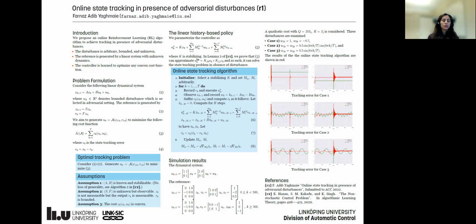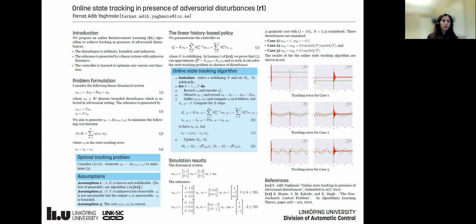And also, we consider a reference signal which is generated by a linear system. We assume that we don't know the dynamics of the reference signal. As a result, we can assume that the dynamics can change at some steps to something else.